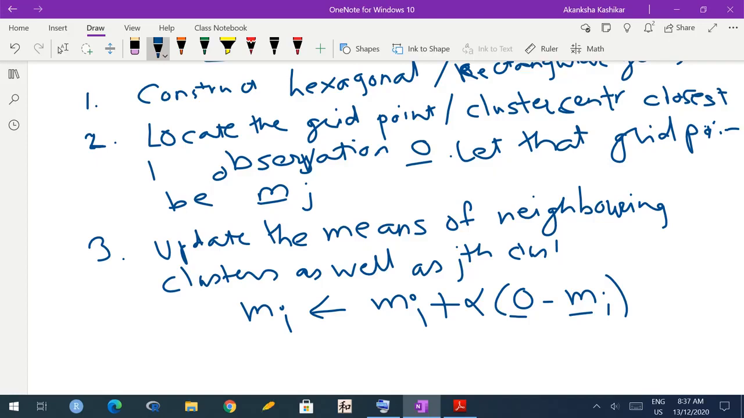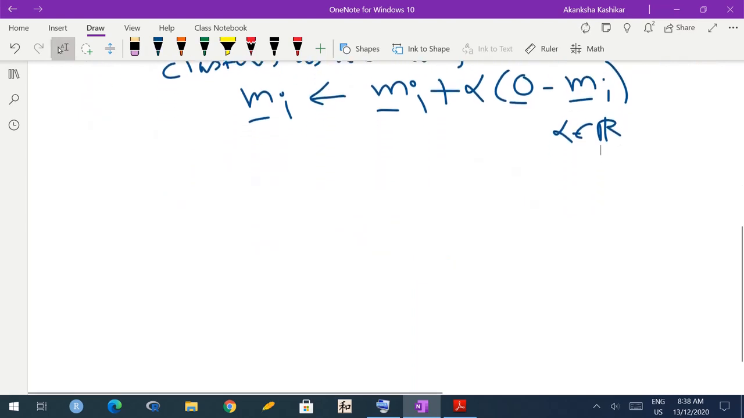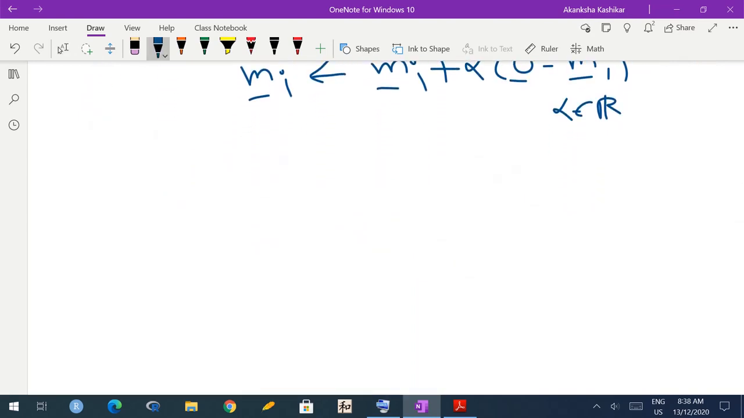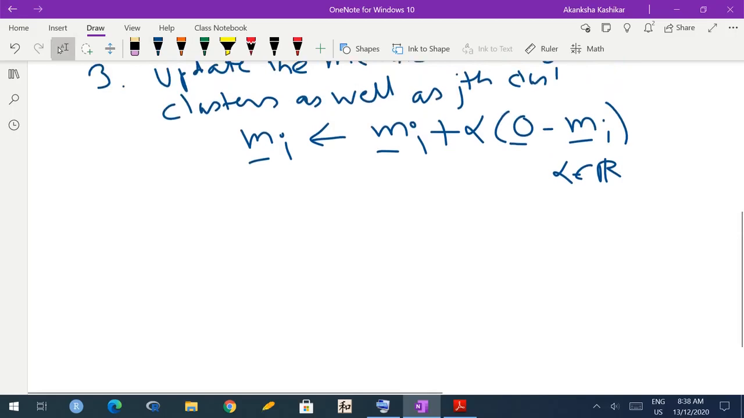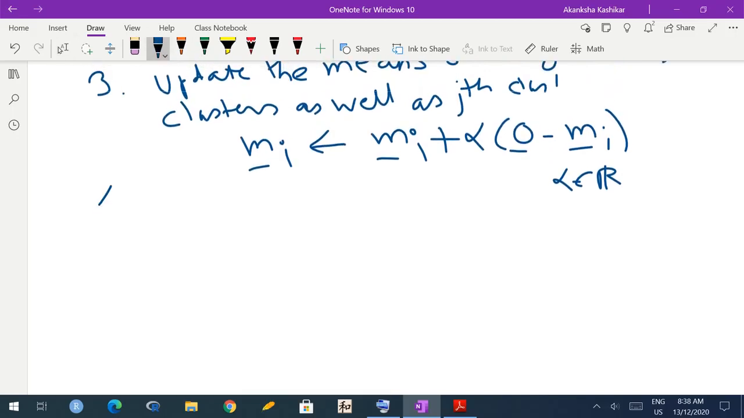Because you are adding this observation O, you have some contribution from that observation in the new cluster mean. And as I said, all these are p-dimensional. Alpha is of course a constant. When I say it's constant, what I mean is alpha is a real number, but it need not stay constant throughout the entire clustering process, throughout the entire algorithm. It can vary. So alpha is kind of a learning rate. Initially it can be high, whereas later it can be low, so that the clusters stabilize gradually.